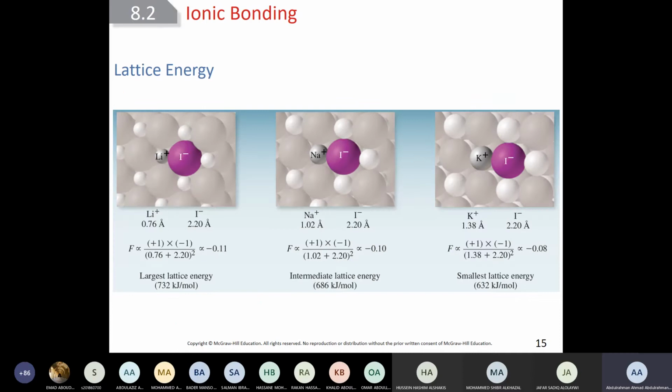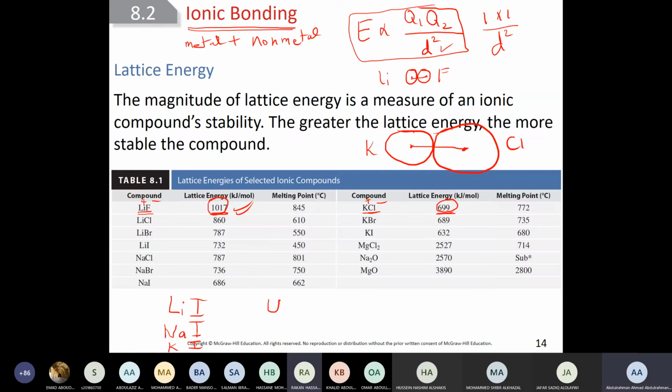Excellent. So look at this. Which one is the highest? This is the lattice energy of lithium fluoride, lithium iodide. This is sodium iodide and potassium iodide. Can you see this? Is it easy? Yes. Let's compare lithium oxide, lithium chloride, lithium fluoride. Let's say lithium fluoride with Mg.